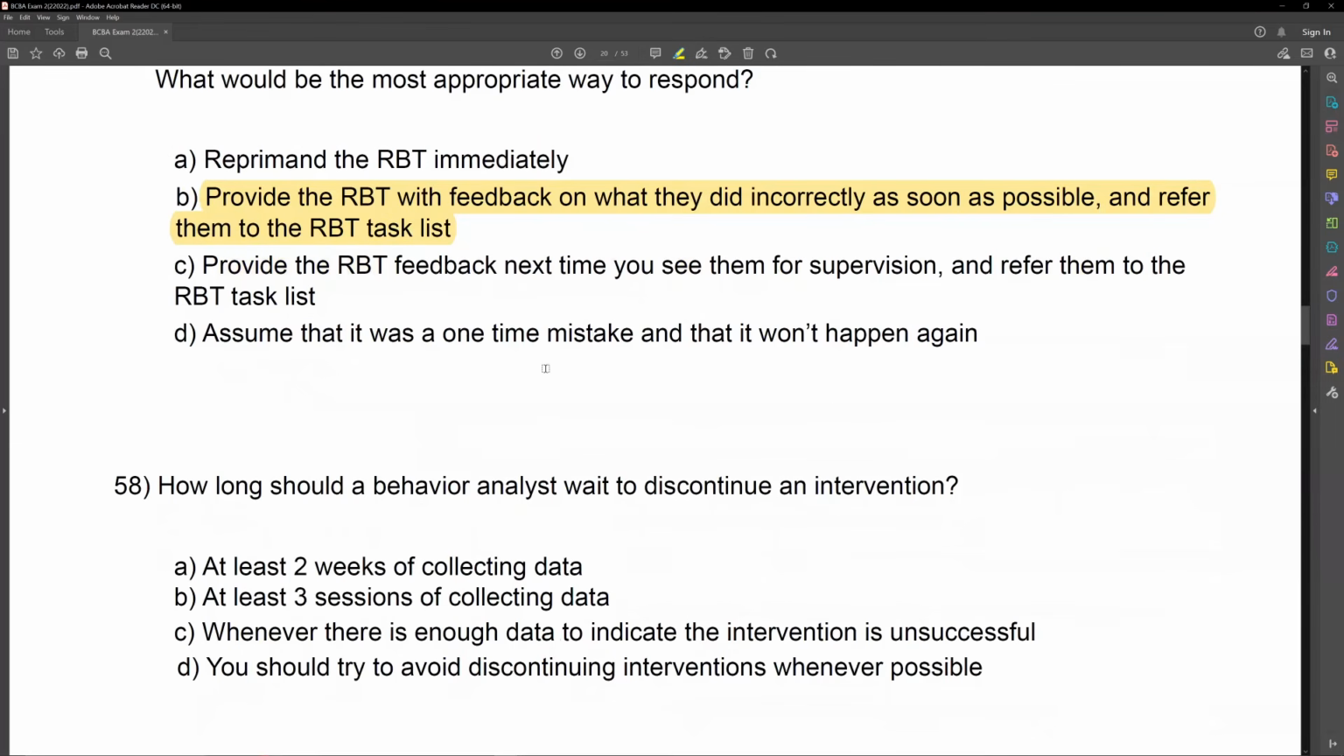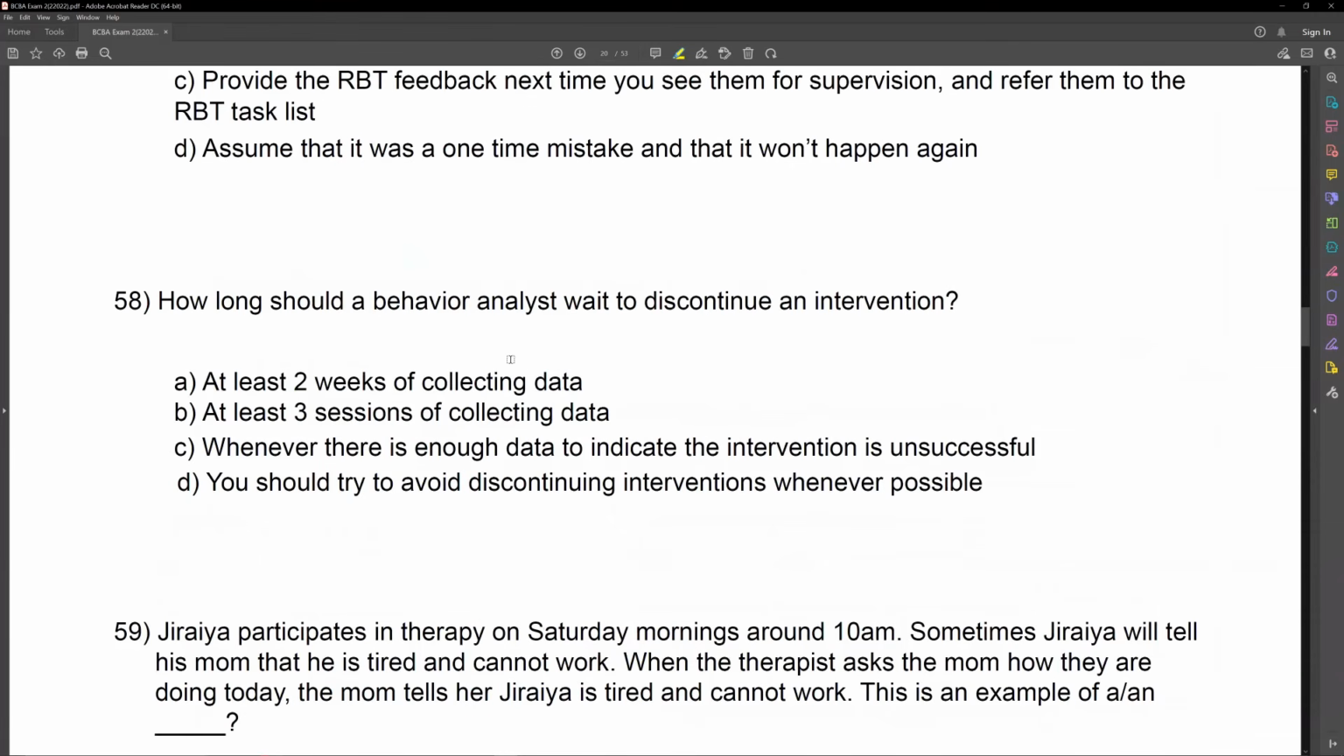58. How long should a behavior analyst wait to discontinue an intervention? One of the beauties about what we do, about ABA, about being a BCBA, is that your treatments are fluid. They're organic. We don't get married to a treatment. The only thing we're concerned about is optimal outcomes for our client. So when we get this question, how long should a behavior analyst wait to discontinue an intervention? What are we going to pick?